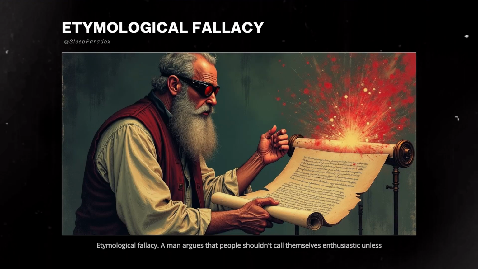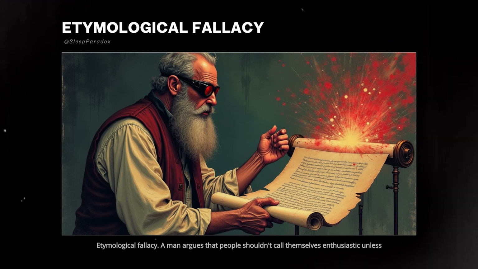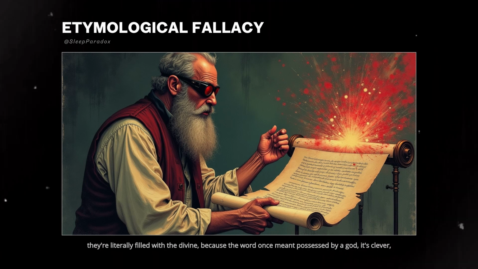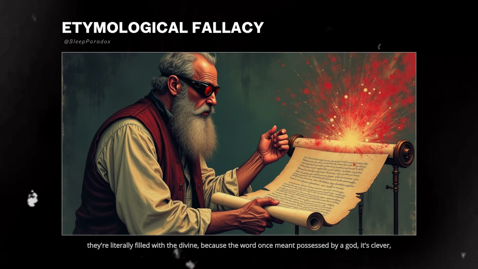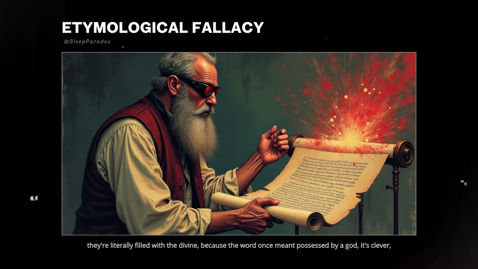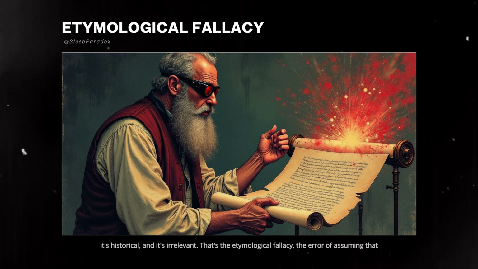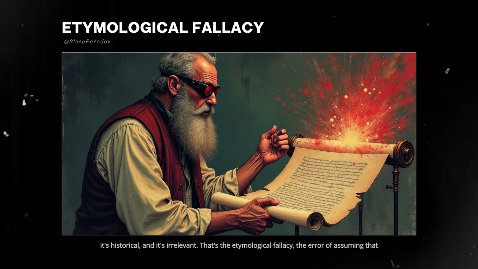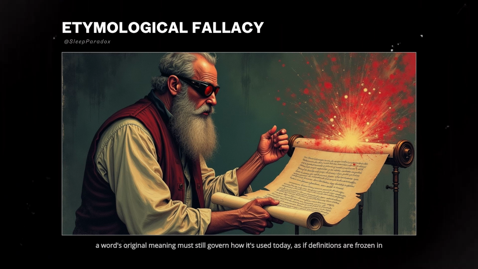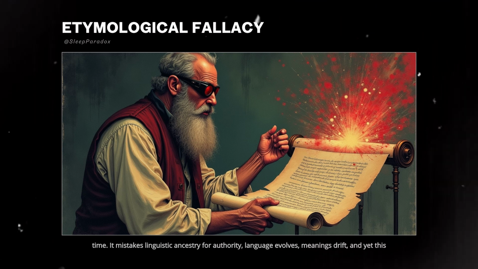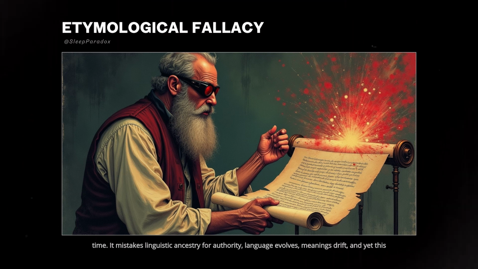Etymological fallacy. A man argues that people shouldn't call themselves enthusiastic unless they're literally filled with the divine, because the word once meant "possessed by a god." It's clever, it's historical, and it's irrelevant. That's the etymological fallacy, the error of assuming that a word's original meaning must still govern how it's used today, as if definitions are frozen in time. It mistakes linguistic ancestry for authority.